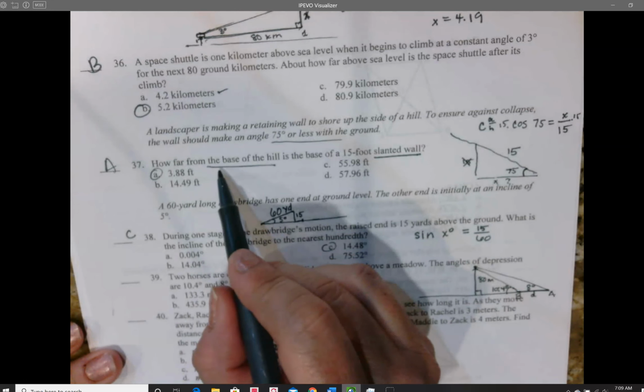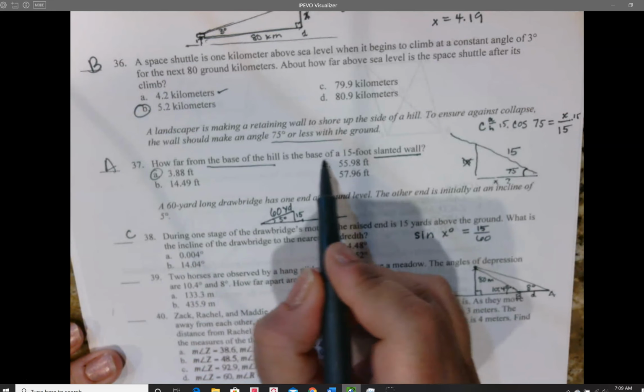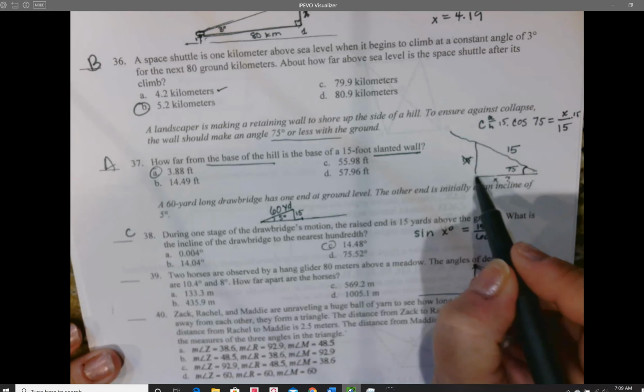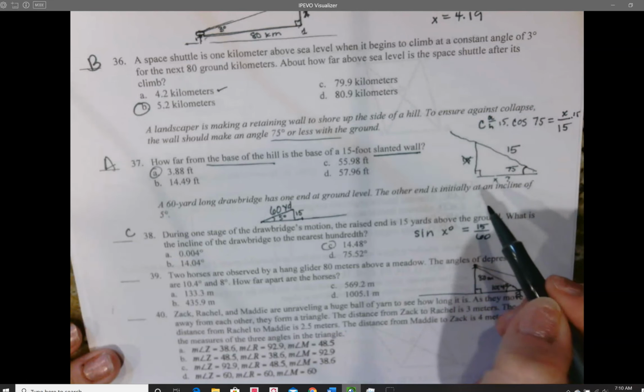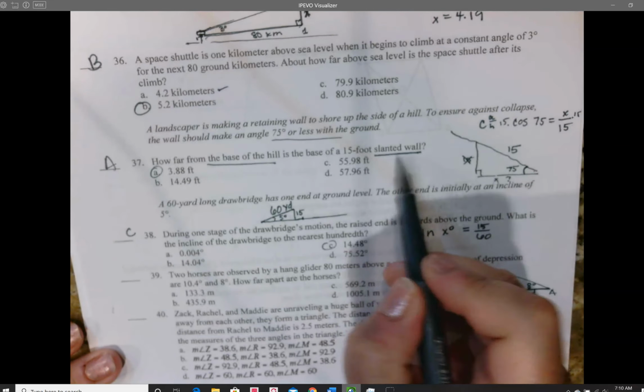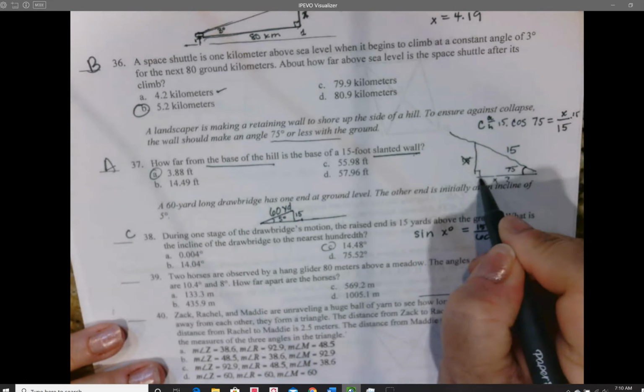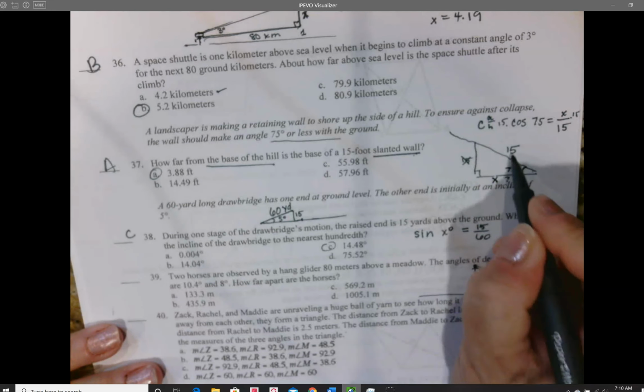And our question asks us how far from the base of the hill is the base of a 15-foot slanted wall. So the first time I drew it, I put my 15 over here where my straight up and down distance is, because normally I'm used to walls being at a 90-degree angle. But this is a retaining wall, and it's along a hill, and it's a slanted wall. So since they give us that information, I'm able to move my 15 over to the slanted part, or the hypotenuse, and I see that I have an adjacent that I want to know and a hypotenuse.